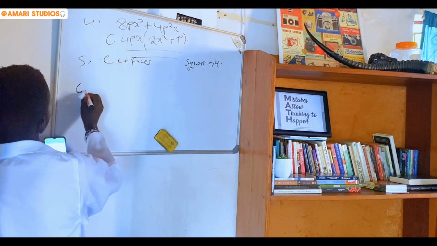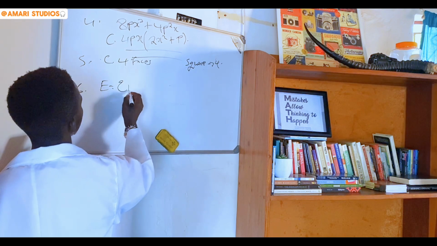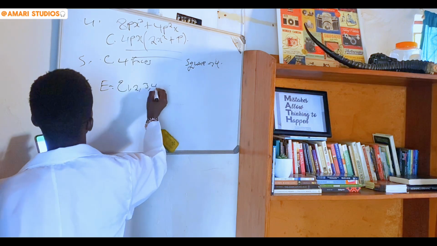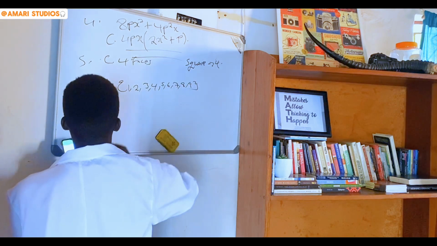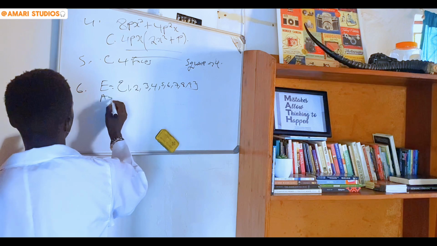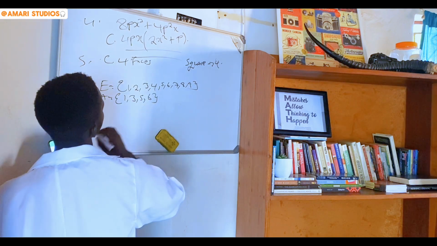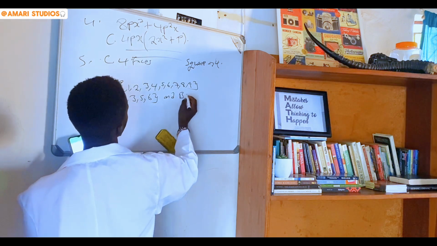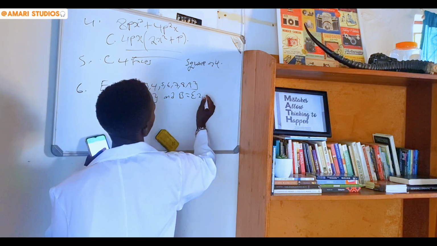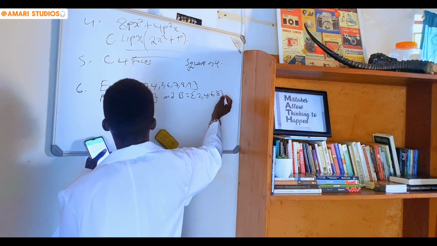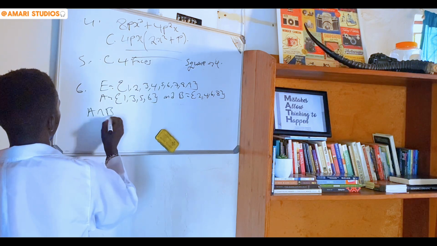Question 6 is saying, given that the mother set E is 1, 2, 3, 4, 5, 6, 7, 8, 9, and set A is equal to 1, 3, 5, 6, and lastly but not the least, we have set B, which is given by 2, 4, 6, 8. The question is saying, can you list A intersection B complement?